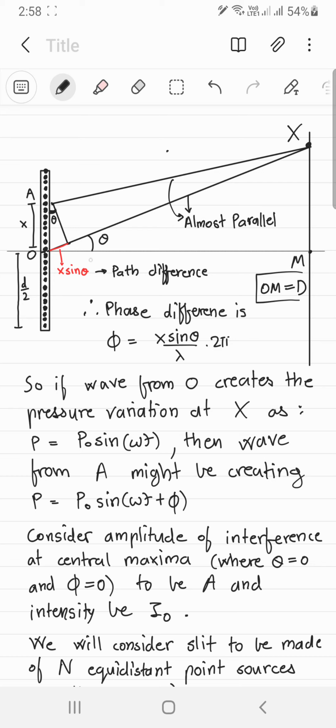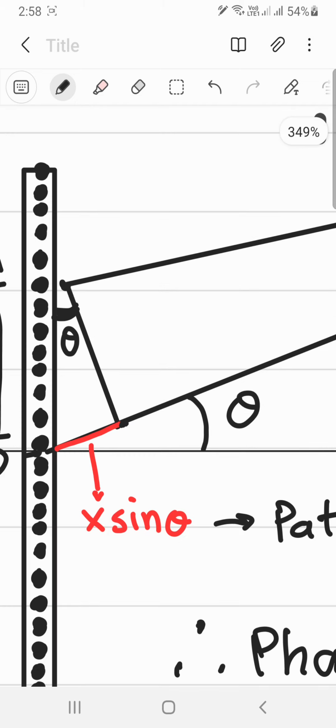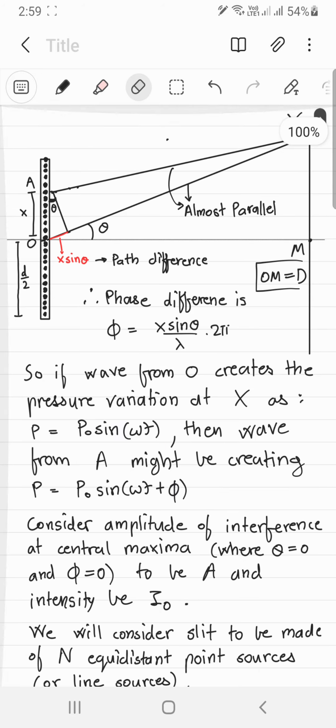So these are almost parallel, then this angle turns out to be theta, because if you draw this horizontal over here, this angle will be theta and this will be 90 minus theta, but then this thing with the horizontal, this angle is 90 degrees, so this angle should be theta in that case. So now that's nice. So using some trigonometry, we can say that this red length is x sine theta, and this red length is also the path difference between these two rays.